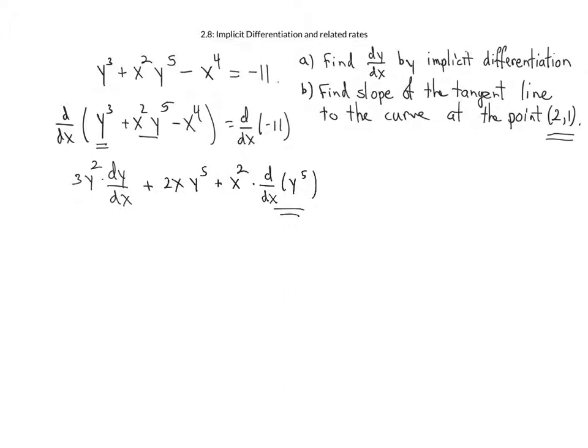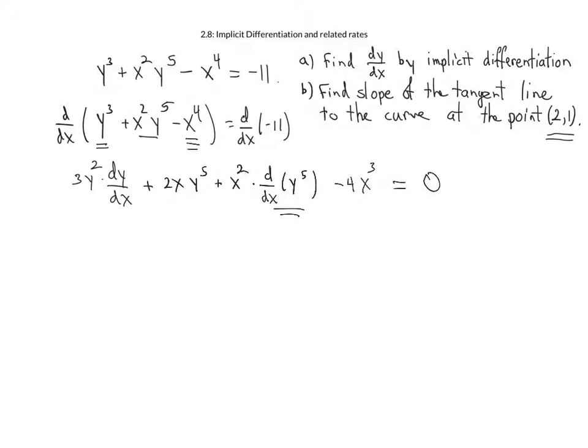The next term, I've taken the derivative of the last term in this equation. That's just negative 4x cubed. And to make it an equation, I put the equal sign, and the right-hand side is just the derivative of negative 11, which is a constant, so we get 0.